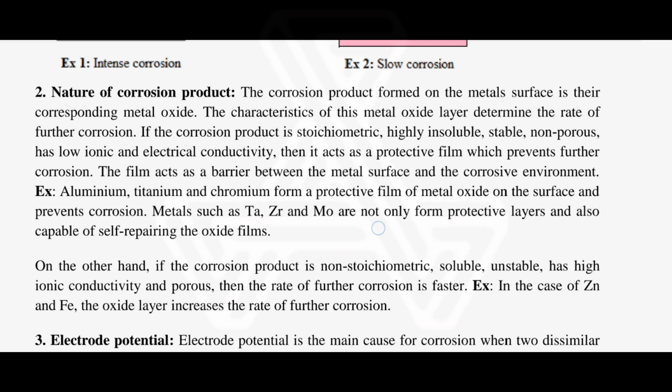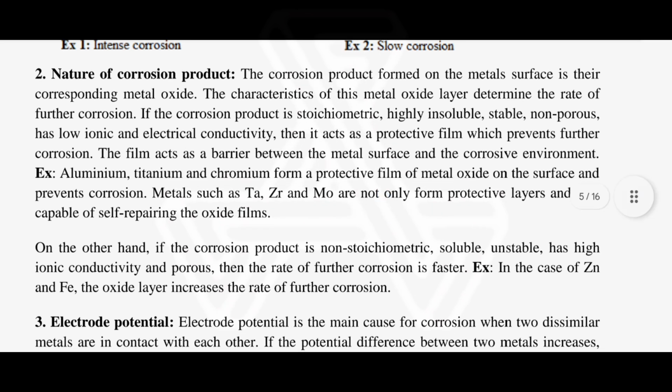The film acts as a barrier between the metal surface and the corrosive environment. For example, aluminium, titanium and chromium form a protective film of metal oxide on the surface and prevent corrosion. Metals such as Ta, Zr and Mo not only form protective layers but are also capable of self-repairing the oxide films.